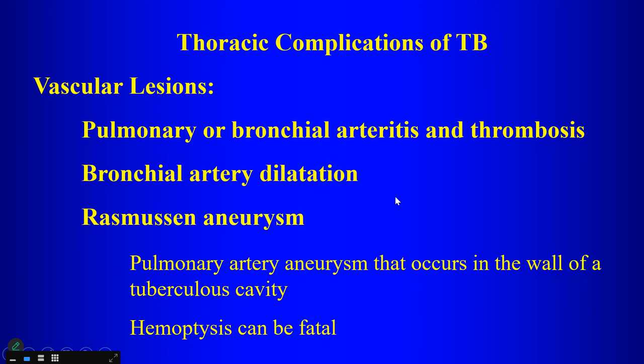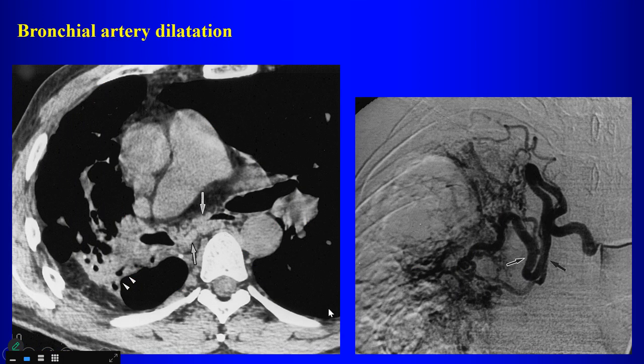Any chronic inflammation can lead to bronchial artery dilatation. And remember, the bronchial arteries are under systemic pressure, which means if they bleed, they can bleed a lot. So patients with tuberculosis can develop massive hemoptysis from bronchial artery dilatations. Okay? Here's an example. So these are dilated bronchial arteries from the chronic inflammation from tuberculosis.